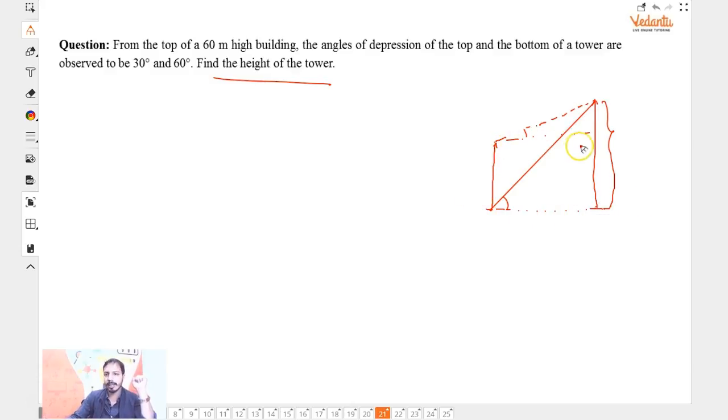So you get a rectangle here. That means the height of the tower should be equal to this height, right? And you get two right angle triangles. From the first triangle you can find out this, so this will be equal to this. And from the other you can find out this, and then subtract it from 60, and you'll get this. So this is the basic technique to solve these types of questions.